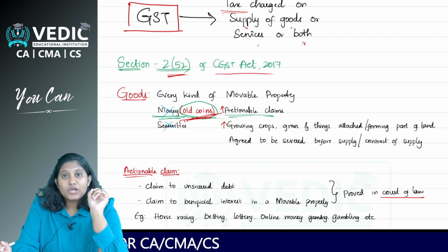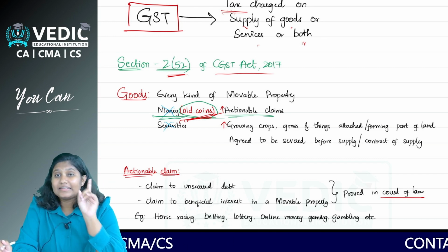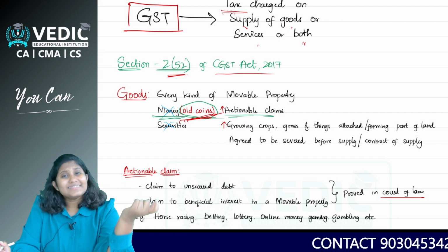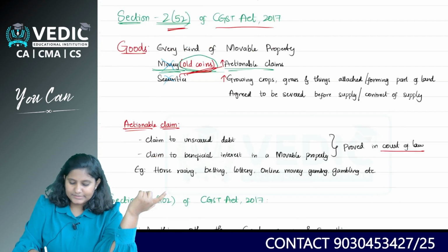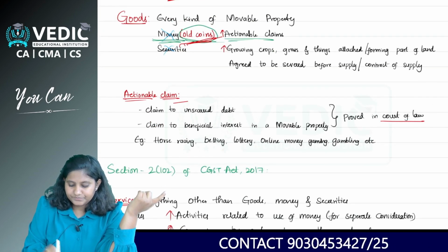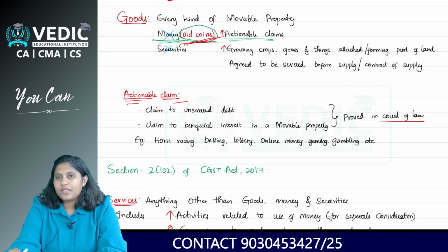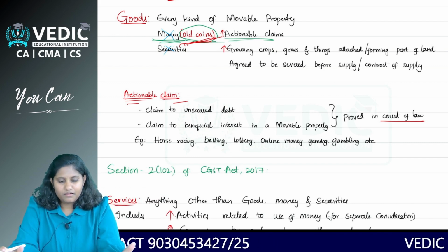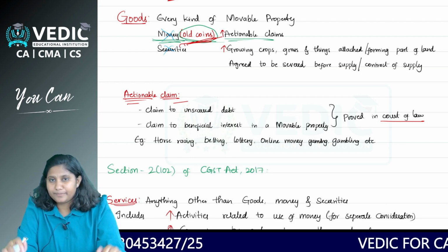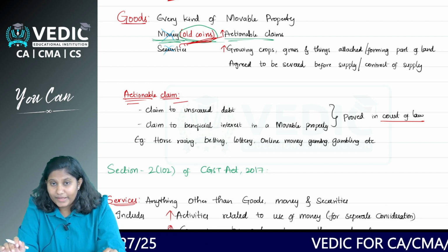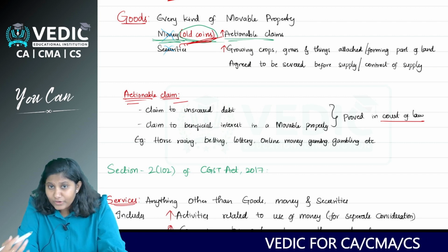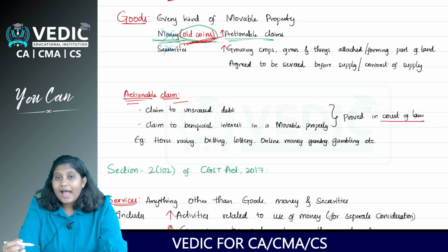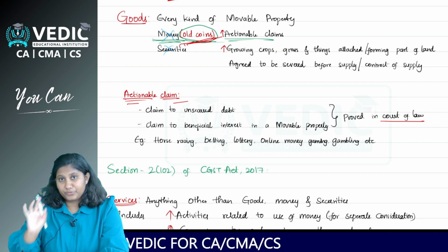Now, goods are every kind of movable property other than money and securities, but includes actionable claims. What is an actionable claim? First, I'll give you some examples. Suppose I sold you some books. I have my own book, and I'm selling you that book for around 1,000 rupees. You have to give me my 1,000 rupees so that I give you the book, right? I have a claim to those 1,000 rupees from you, right?